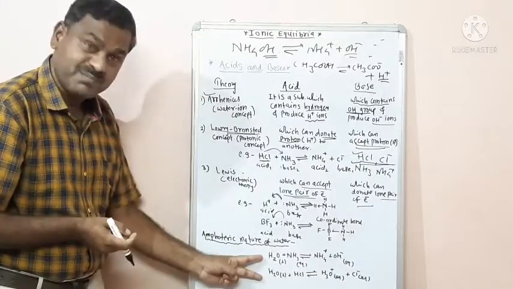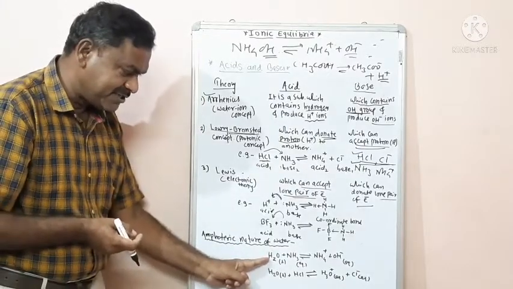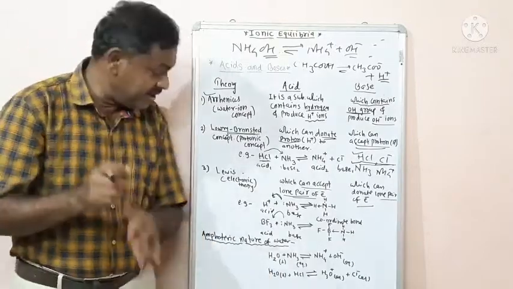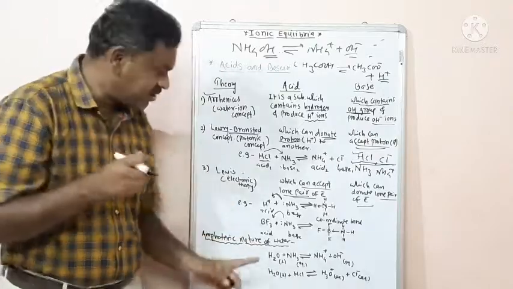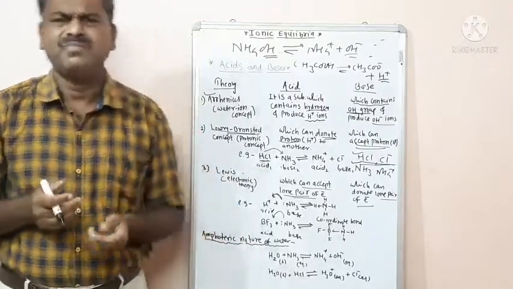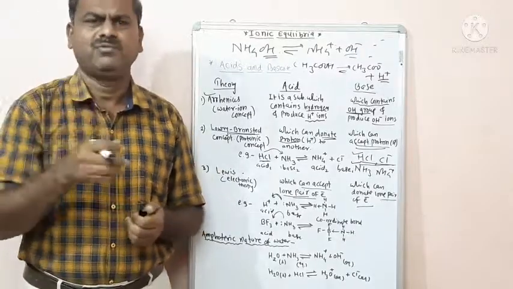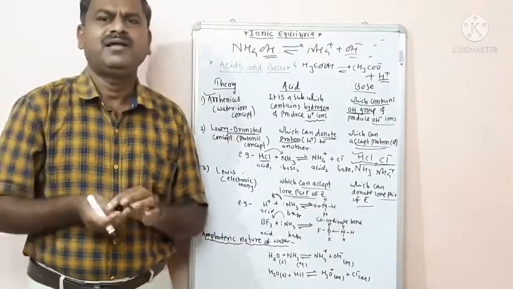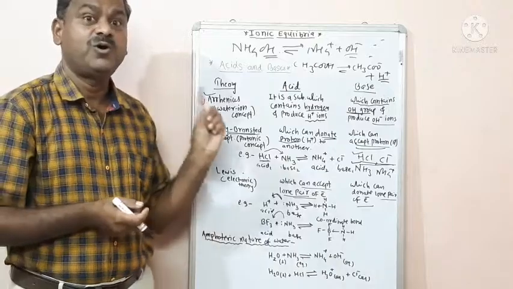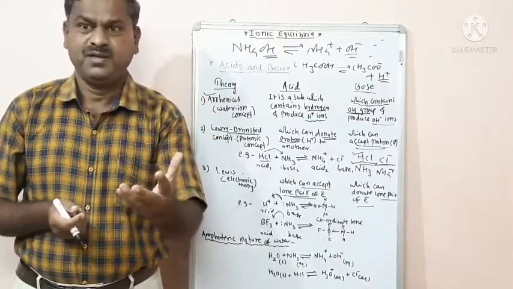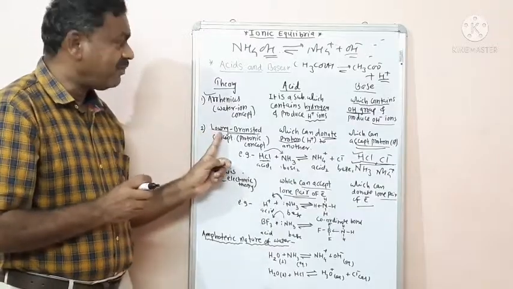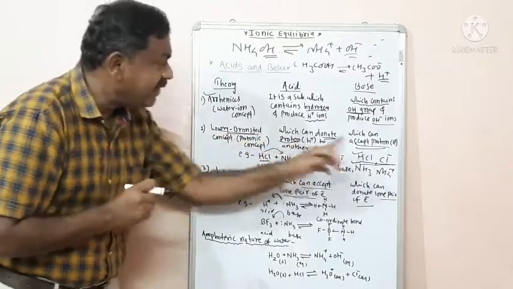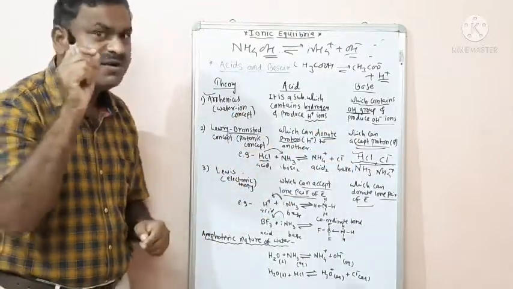These are the two examples: in the first, water is the acid, and in the other, water is the base. Now, in your annual exam, sometimes a question will be asked. What type of question? Define acid and base according to Lowry and Bronsted. The important thing is that according to Lowry and Bronsted, an acid is one which can donate a proton, and a base is one which can accept a proton. That is an important point.